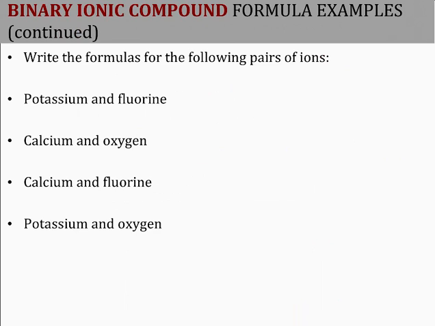So let's do an example problem. We're going to write the formulas for the following pairs of ions. So potassium and fluorine, calcium and oxygen, calcium and fluorine, and potassium and oxygen. If you want to try this on your own first, you can pause the video and then you can see if you got the right answers.